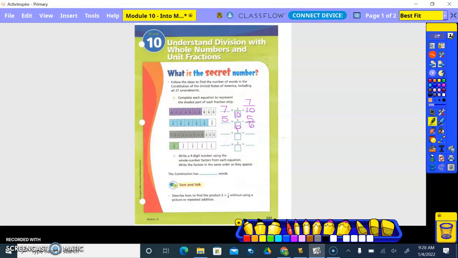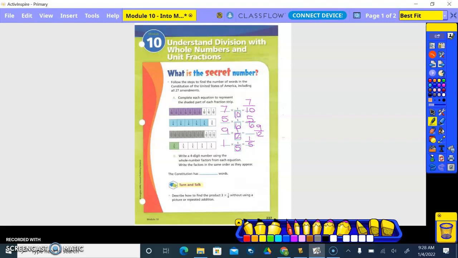Okay. Next one, how many colored boxes? 9. And each box represents 1/12, right? So it equals 9/12. Okay. Next one, how many colored boxes? 1. Each box represents 1/5. So 1 times 1/5 is 1/5.